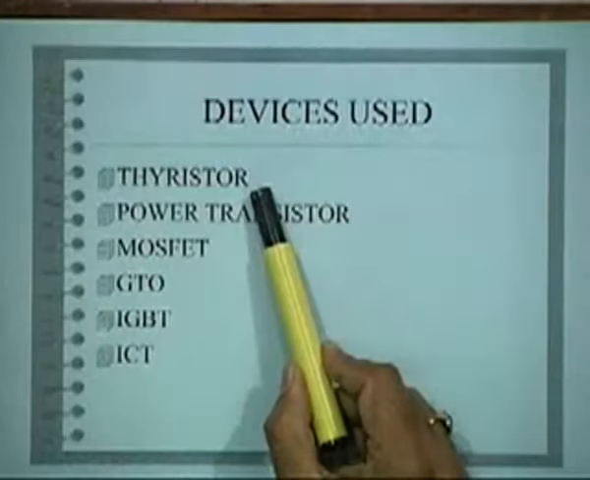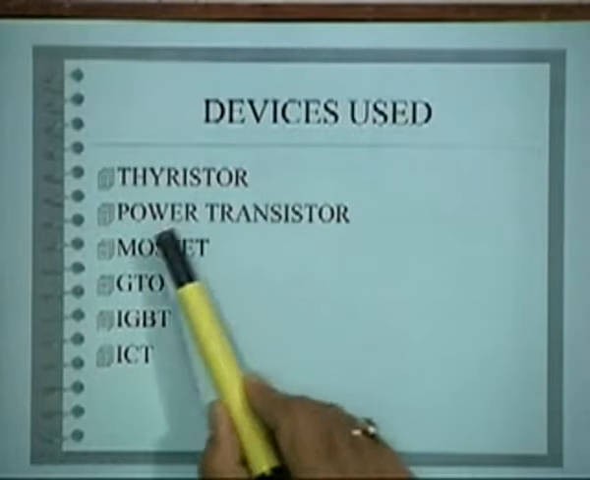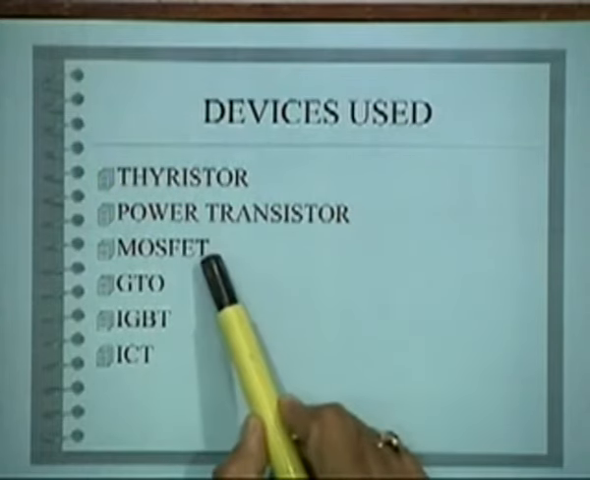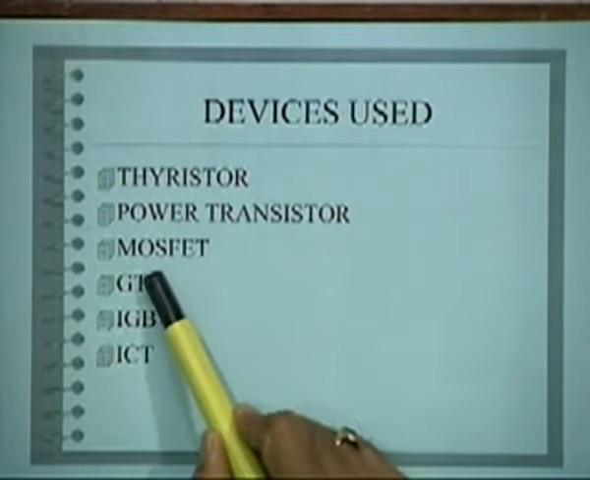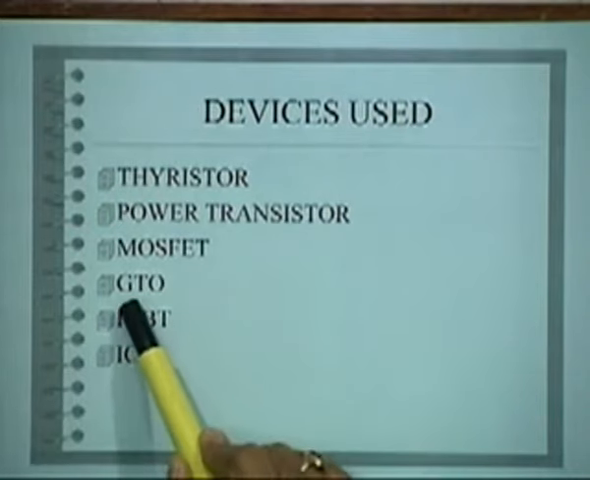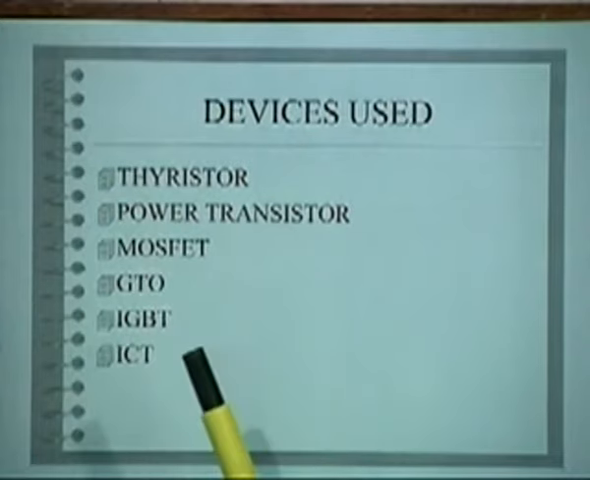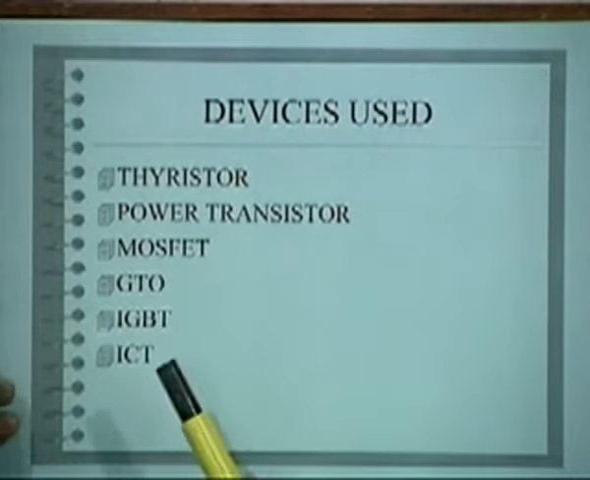Okay, the devices used are: the thyristor, another one which switches on. Then there are power transistors. There are MOSFETs, metal oxide semiconductor field effect transistors. GTOs, called gate turn off thyristors. Of course, I'll just tell you the names because there's no time to give you more details.